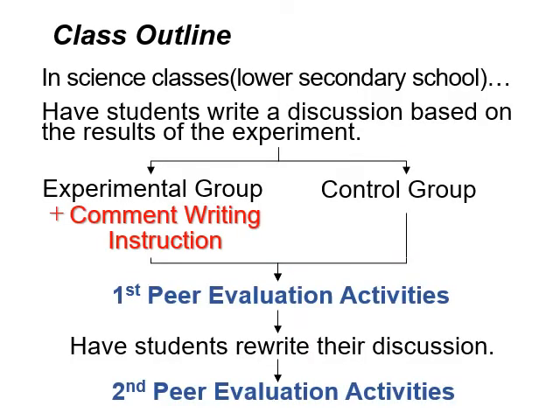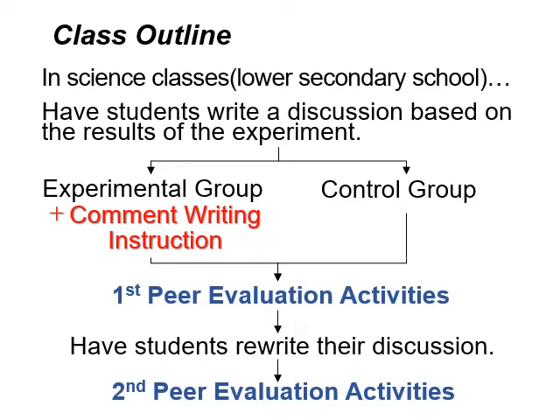In this study, learners discussed the results of an experiment in a lower secondary school science class, and the learners evaluated each other's scores and comments on the discussion descriptions. We set up two groups. An experimental group, in which students rewrote their discussion descriptions, while referring to the comments they had written after receiving comment writing instruction. And a control group, in which students rewrote their discussion descriptions, while referring to the comments they had written, without receiving comment writing instruction.